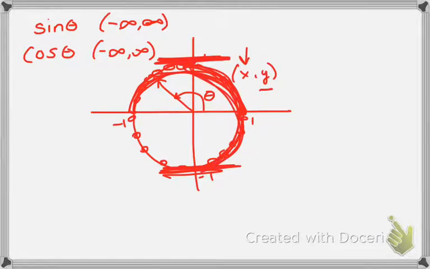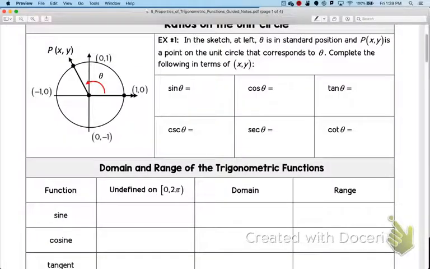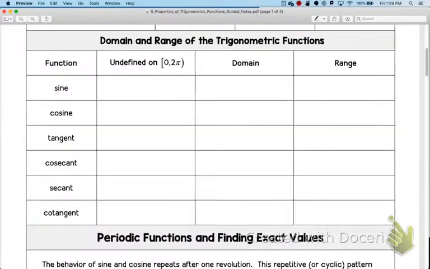So those will be your ranges. Your input is your theta. What thetas can I put in? I can put any infinite number of thetas in there. But my output for my x's is always going to be from -1 to 1, and my output for my y's is always going to be -1 to 1. So if we go back to this table here, scroll this down.